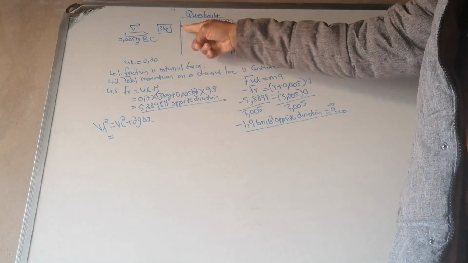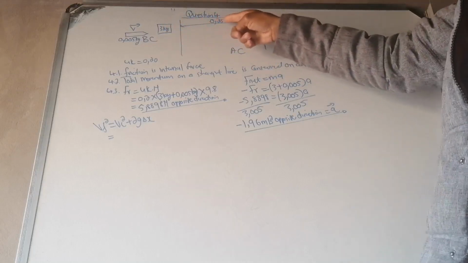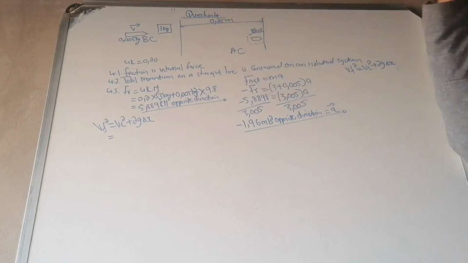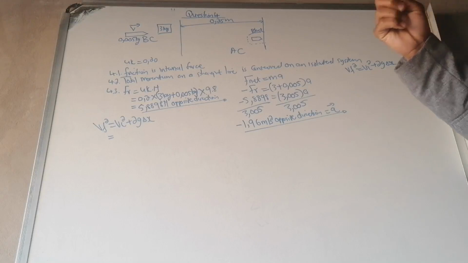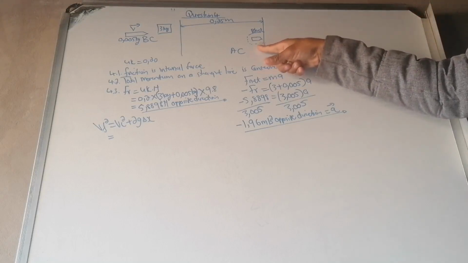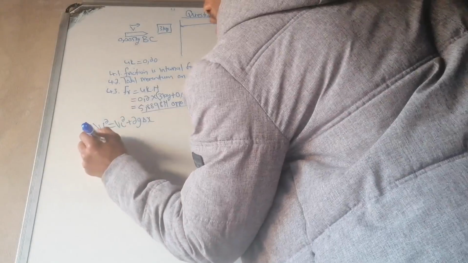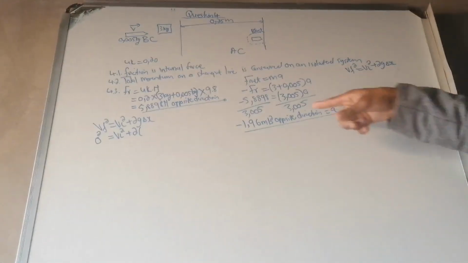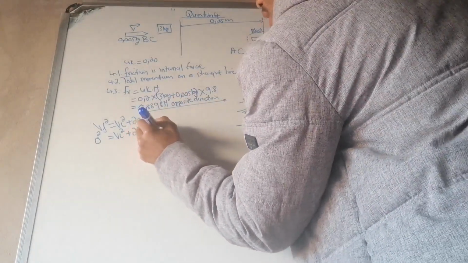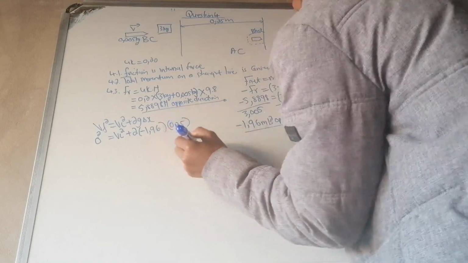Once the bullet is embedded in this block, they move a distance of 0.25 meter as a unit. So if they are looking for that velocity, that must be the initial velocity, because when they reach this final point, once they have moved 0.25 meter, the final velocity will be 0. So I can say 0 squared equals initial squared plus 2 times the acceleration, there it is, negative 1.96. The displacement, I have it, 0.25.